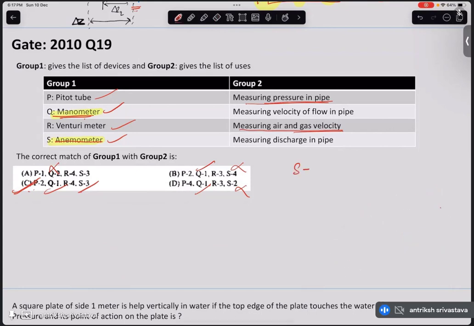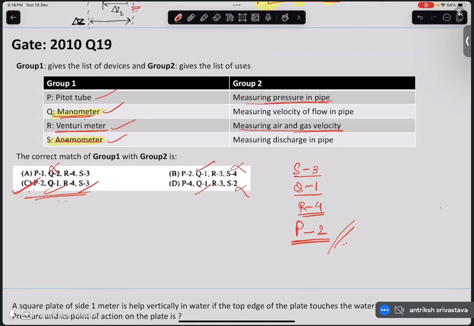So we know that S is 3 and Q is 1. Before pitot tube, venturimeter. Venturimeter is a device used to measure the discharge in a pipe. So R is 4 and P is the pitot tube. It's a device to measure the velocity of flow in a pipe. So it is 2. So P2 Q1 R4 S3. C is the right answer.